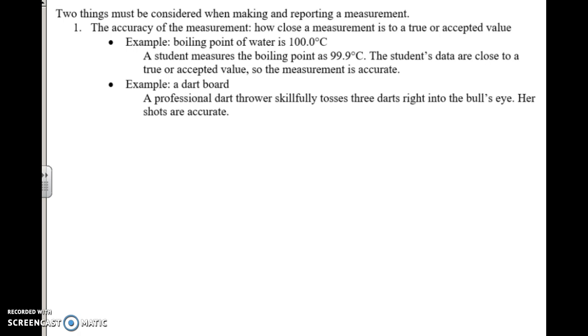Accuracy, and I would probably underline this because you'll see this on your first quiz, is how close to the true or accepted value you actually came with your data. An example: the boiling point of water is known to be 100.0 degrees Celsius, and a student measures that boiling point at 99.9 degrees Celsius. That student is very close to the true or accepted value, so they did it with a great deal of accuracy.